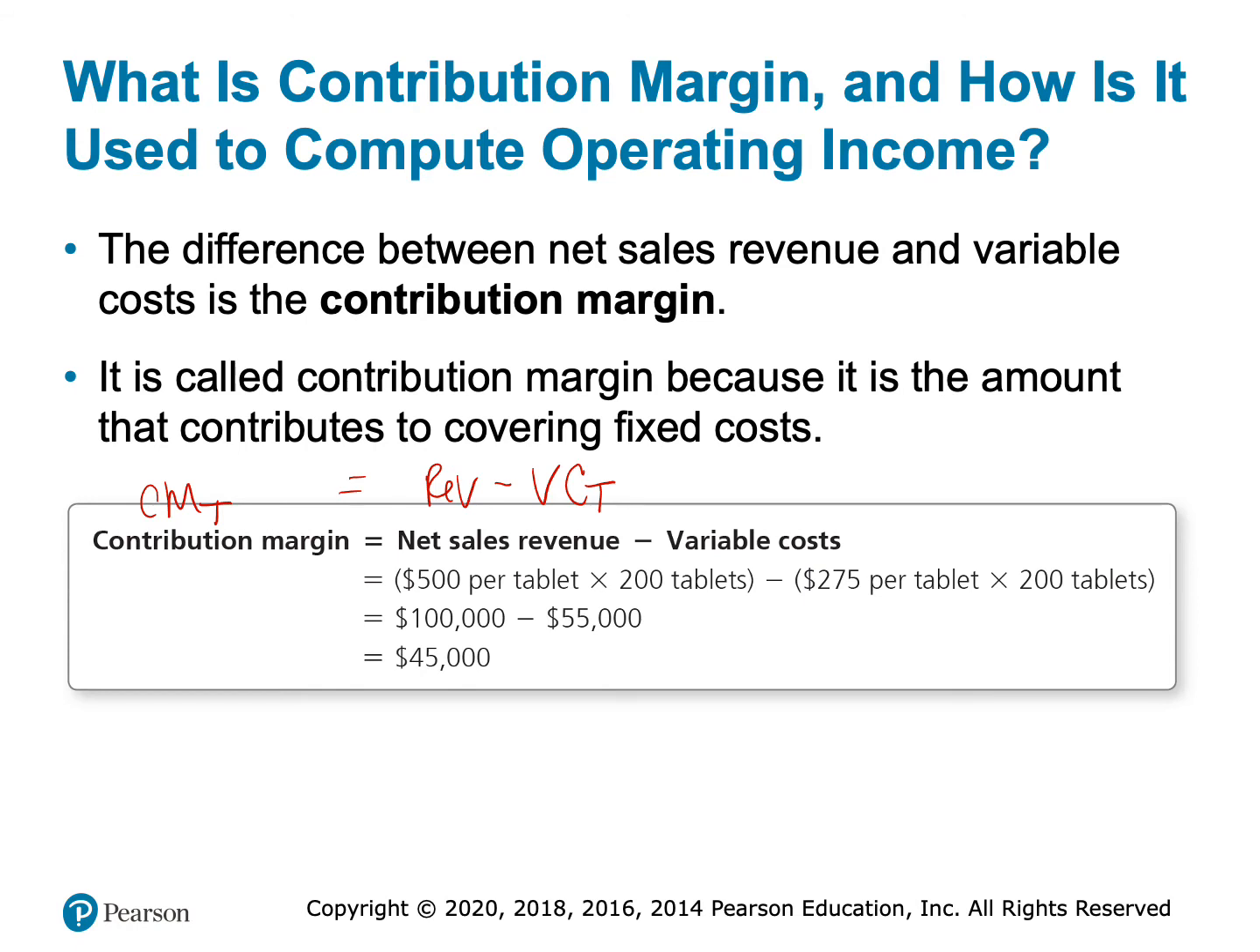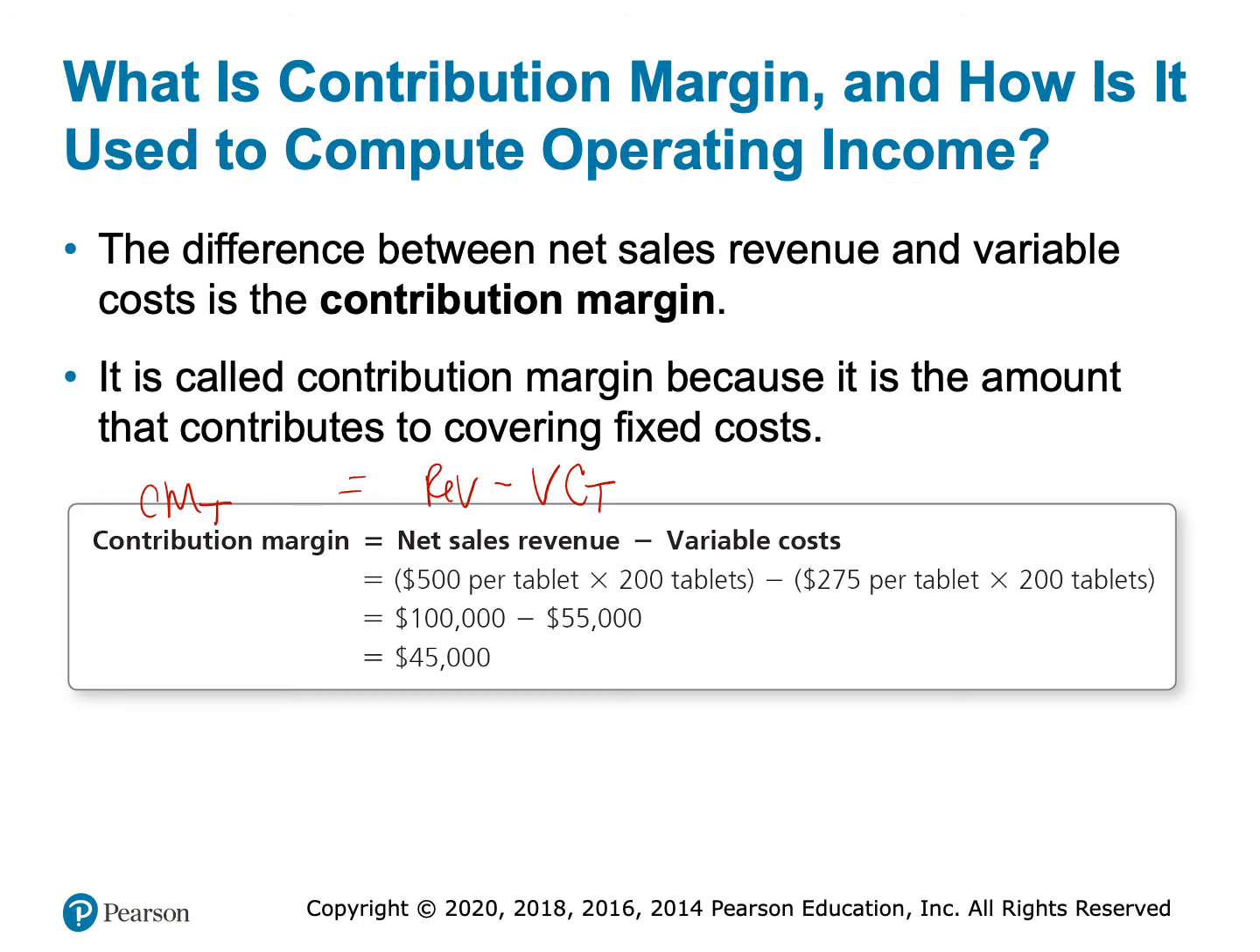So in our example, if we are selling 200 tablets at $500 a piece, then our total revenue is $100,000. If our variable costs are $275 a tablet and we're selling 200 tablets, then our total variable costs are $55,000. Therefore, the total contribution margin is $45,000. Now, that's again the CMT, the in total.